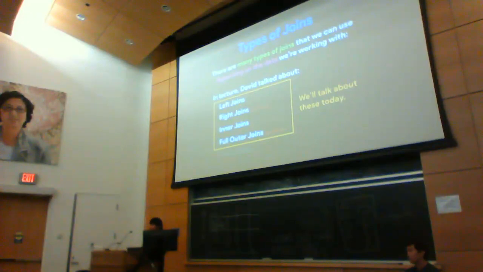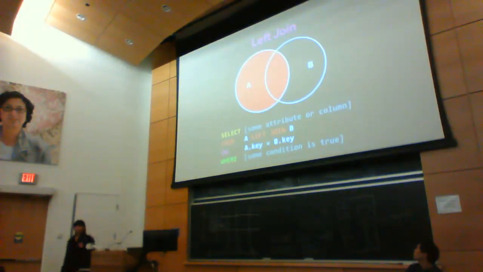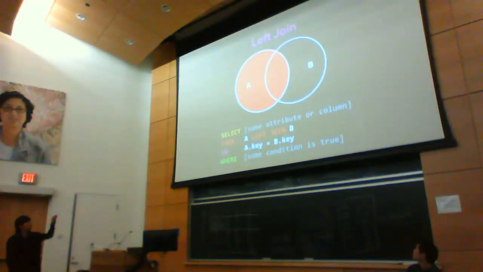Okay, so if you think about data on tables in terms of Venn diagrams, then a left join looks like this. It's all the stuff that is in table A, the table on the left side, and the stuff that's shared between both tables. In this syntax, we select some attribute or column from A left join B on A.key equals B.key, where the column names are the same, or where some condition is true. So we're adding an on block. We have to join on some condition, and in this case, we choose to join on the columns whose names are the same.